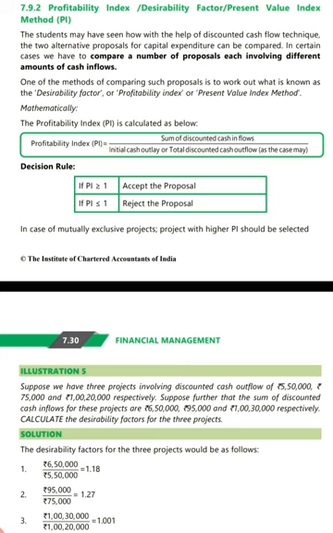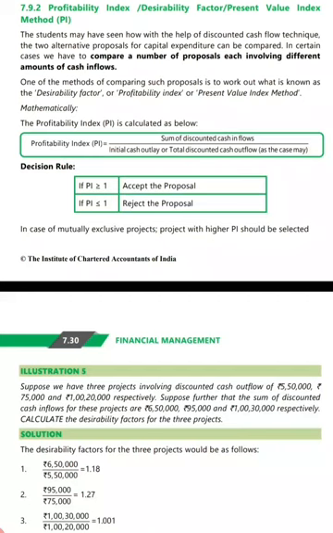In this session, we are going to discuss the other technique in the discounting techniques in capital budgeting. This is the third technique that we are going to learn in the discounting techniques in capital budgeting. After we have understood how to calculate the NPV, now this is the second technique that we are going to understand, that is profitability index.